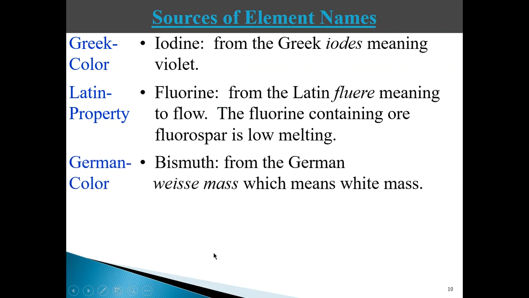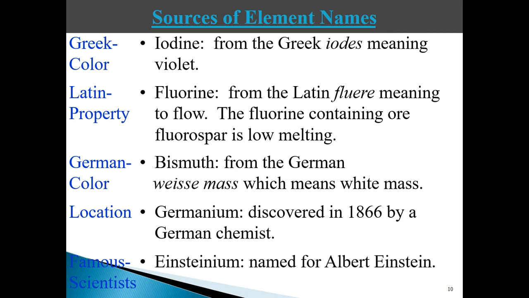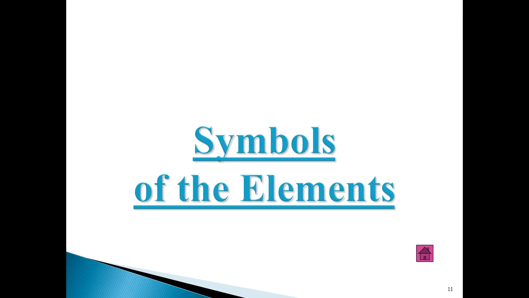And here's another example of a name derived from color: bismuth, which comes from a German word which means white mass. And also you can have the element name based on location, in this case the birthplace of a German chemist, right? Germanium is that element, which is named after the country of Germany. And then lastly, in some cases the name of the element is based on the name of some famous scientist. So for example, Einsteinium is of course named after the famous physicist Albert Einstein.